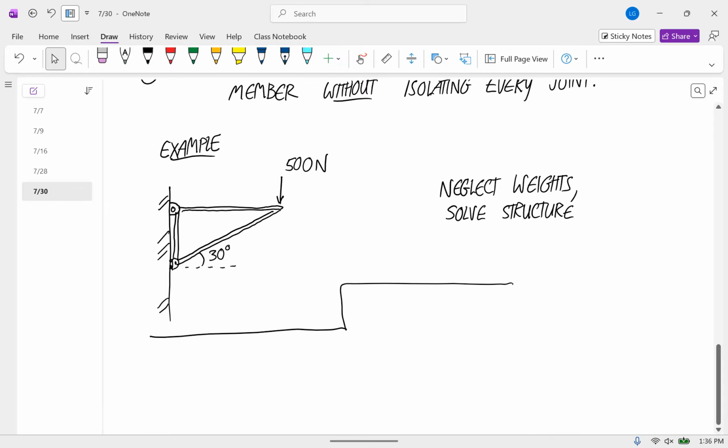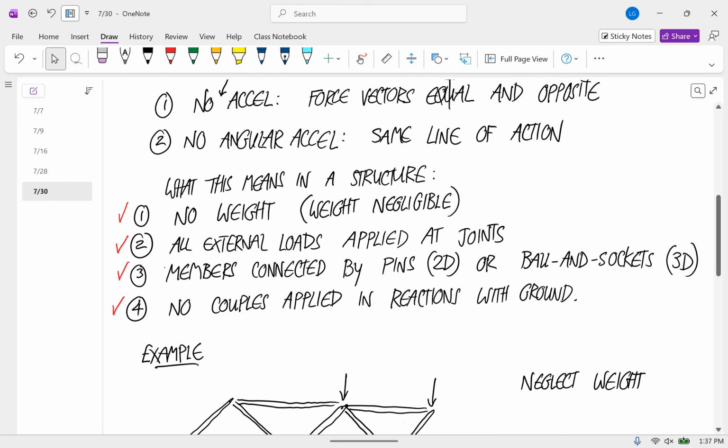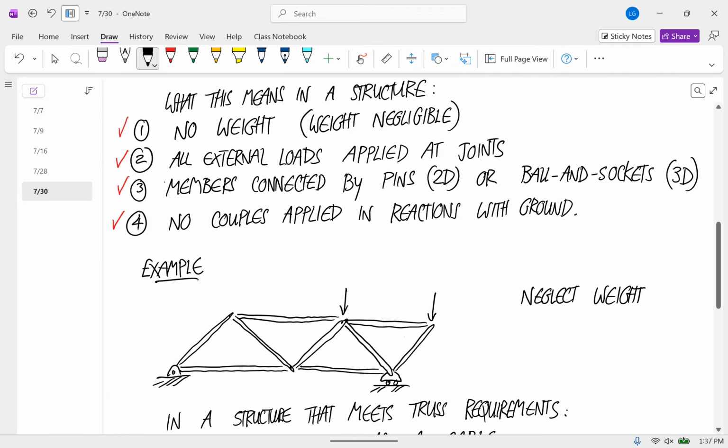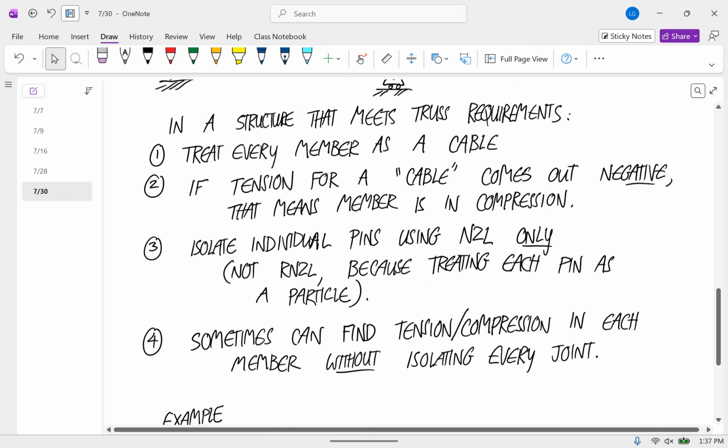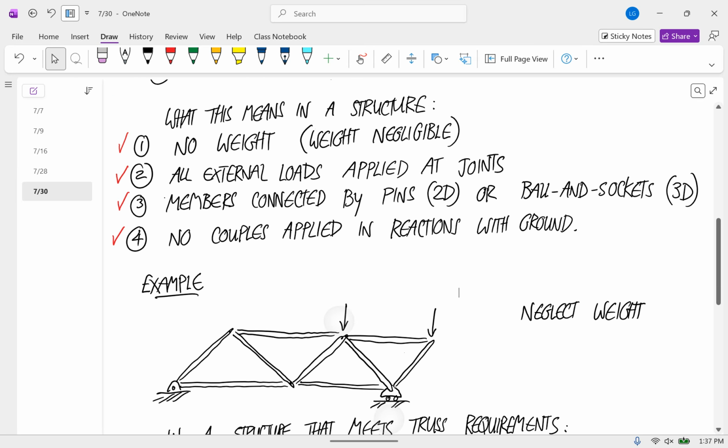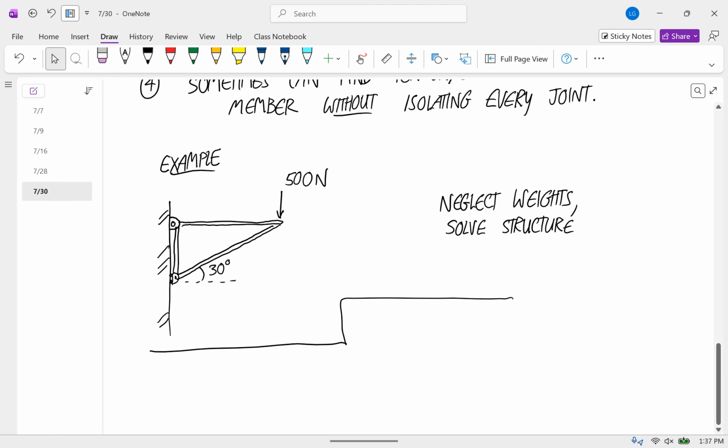But let's think if we can use the Truss simplification here, because that can cut down what we need to find a lot. So first, the individual members need to have no weights. The weights have to be negligible. And that was provided in the problem. So far, so good. Second, the external loads have to be applied at the joints. The connection to the wall is at a joint. The other connection to a wall is at the joint. The 500 is at a joint. So that requirement is satisfied.